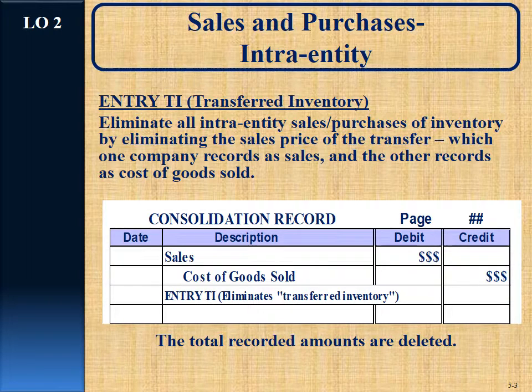Let's look at a quick example. This will now be considered entry TI, transferred inventory. How do we eliminate this intra-entity transfer? Eliminate all intra-entity sales and purchases of inventory by eliminating the sale price of the transfer, which one company records as sales and the other records as cost of goods sold.